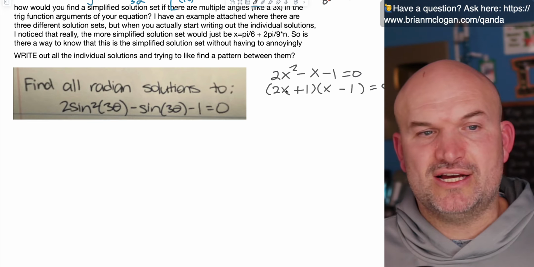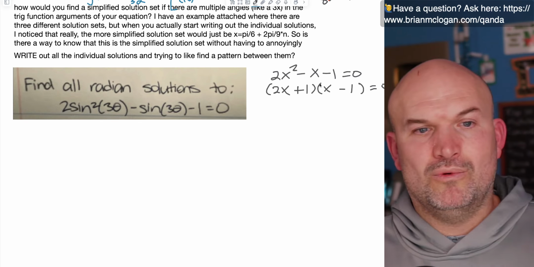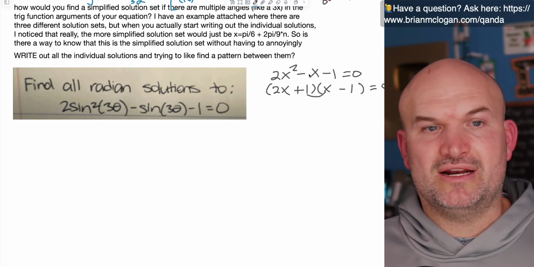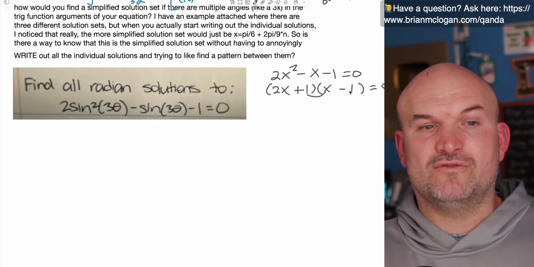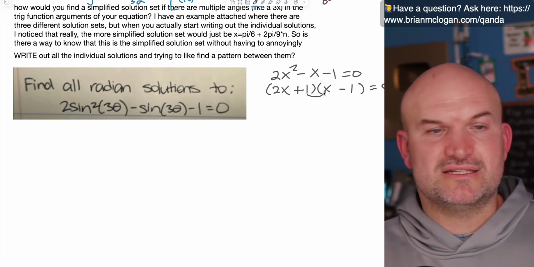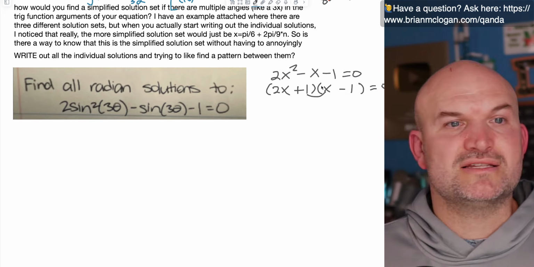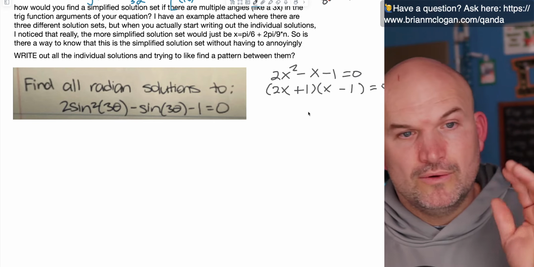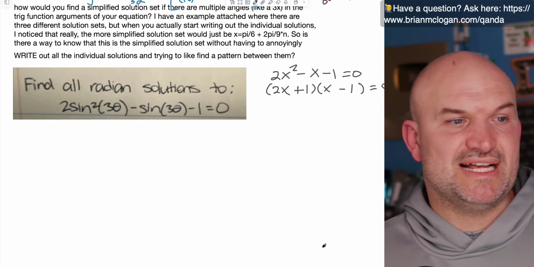And again, let's just double check. 2x times x is 2x squared. Good. 1 times -1 is -1. Good. And does your inner and your outer add to give you -x? Well, 2 times -1 is -2x. 1 times x is x. -2x plus 1x is going to be a -x. Voila, we're good, right? Okay. So we got that. That's going to be the factored form.